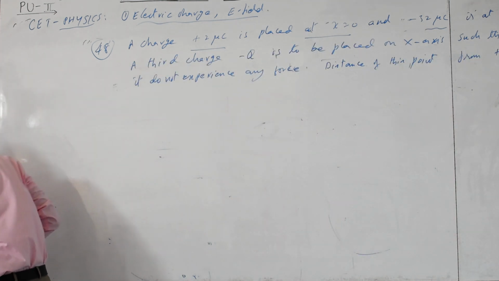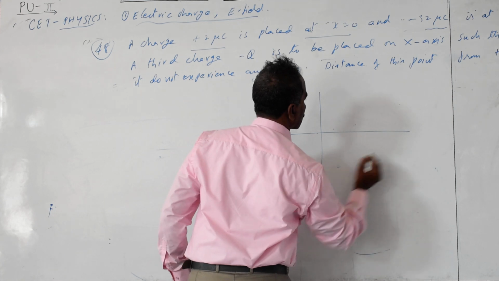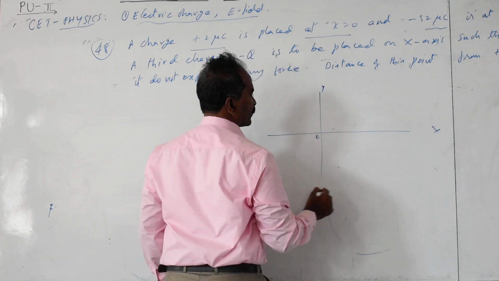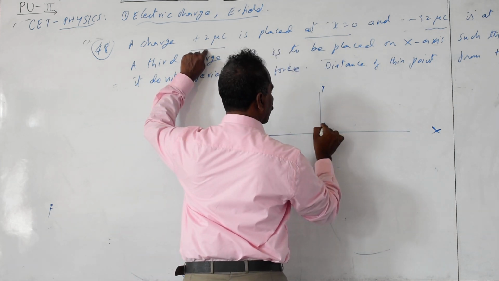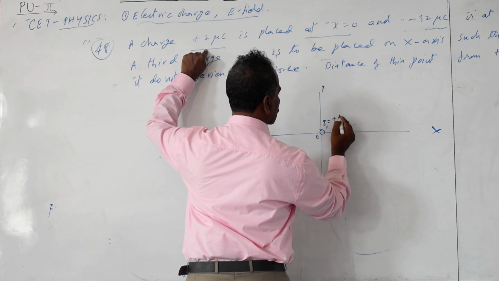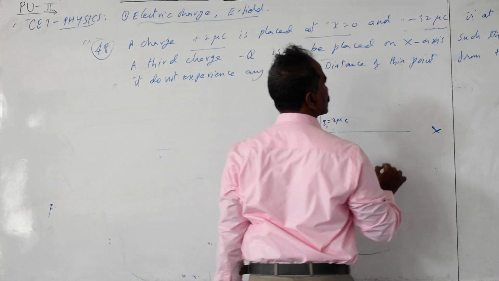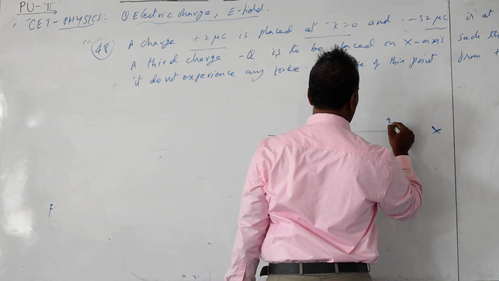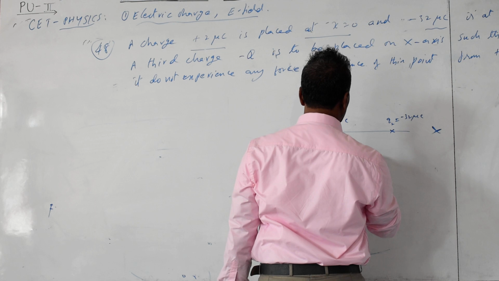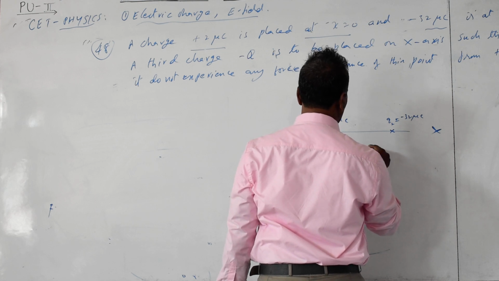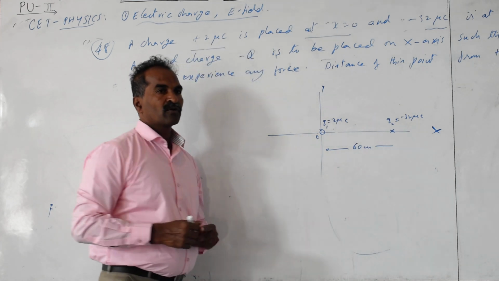If it is given in terms of a coordinate system, you take x-axis, y-axis, origin. One charge is kept at the origin. I will take it as Q1, equal to plus 2 microcoulombs. Another is kept on the x-axis at 60 centimeters, so this is Q2, minus 32 microcoulomb, and this distance is equal to 60 centimeters. Find the null point.